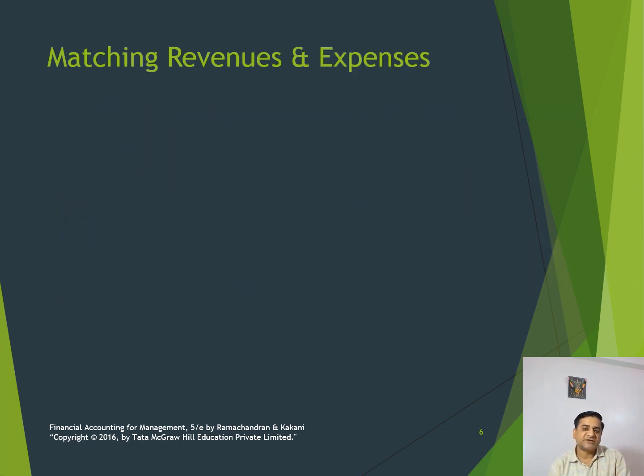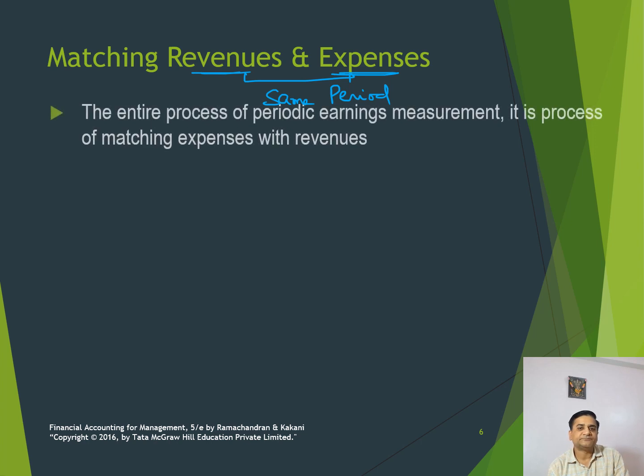Then you have this matching concept, which says you need to match the revenues of a period with the expenses of the same period. This is the matching concept. All you need to do is this only. Same period, that's it. You need to match the revenues of a particular period with the expenses of the same period, right?